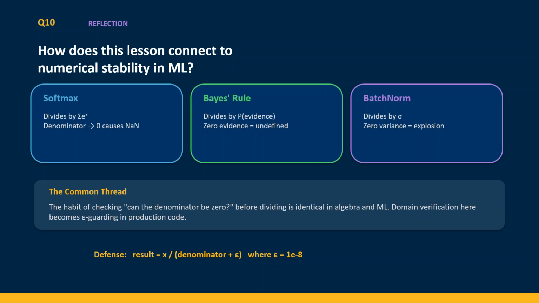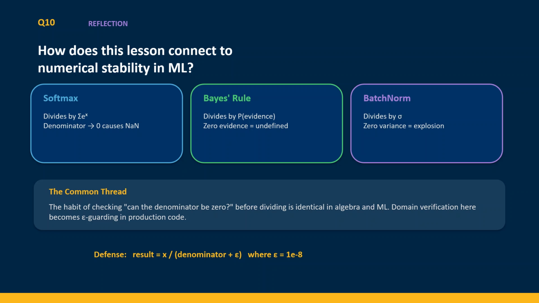The standard implementation adds a small stabilizing constant, typically epsilon equals 10 to the negative 8, to the denominator. For the softmax function specifically, the numerically stable implementation subtracts the maximum input value before exponentiating, which prevents both overflow, exponentials becoming too large for floating point representation, and underflow, the denominator becoming too small.